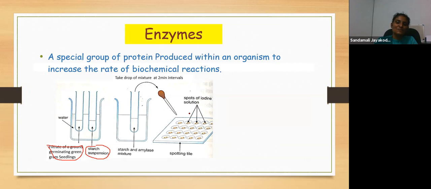So we take a drop and we put that drop on the drop we took from the mixture. Then we can see a nice blue color. When starch reacts with iodine, we can see a blue color. At first, we can see a nice blue color, but we have to do it at 2 minute intervals.